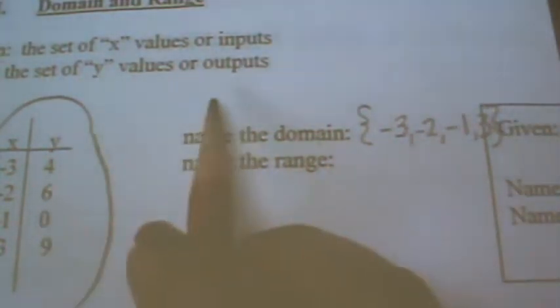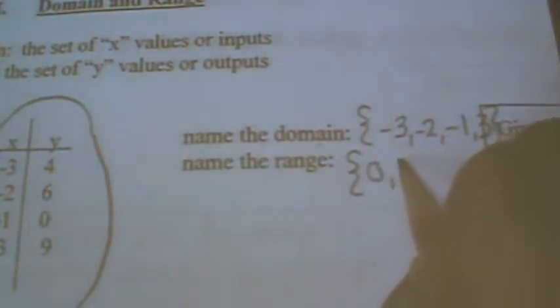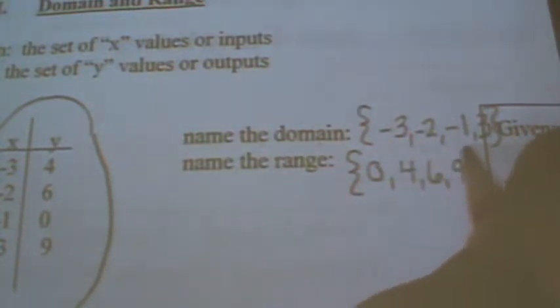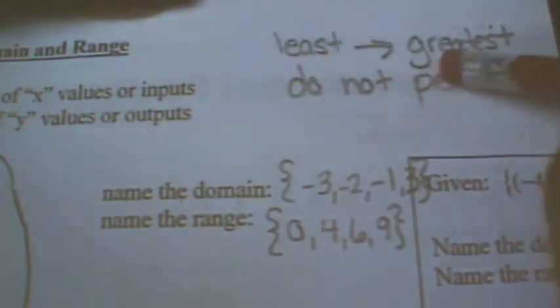And how do you do the y values, which is called the range? Now, can anyone tell me what I just did? I put them in order. You're going to organize your domain and range from least, smallest, to greatest. And do not repeat. Okay?